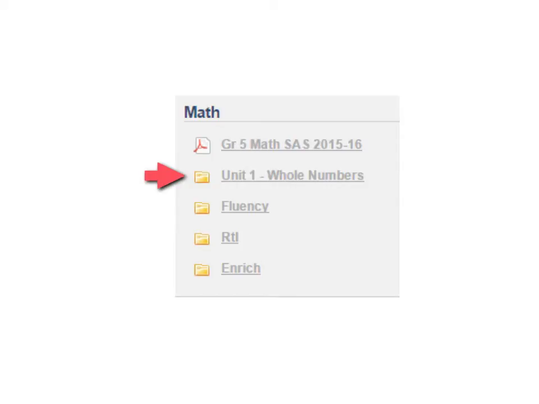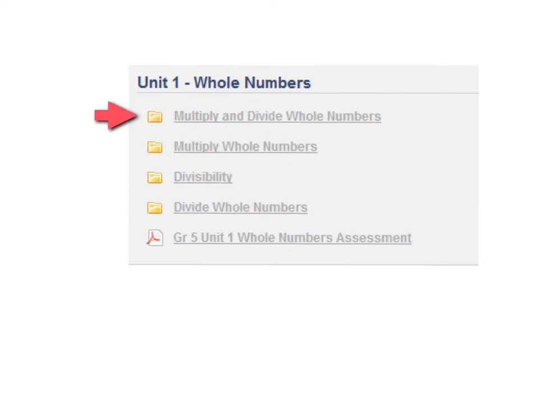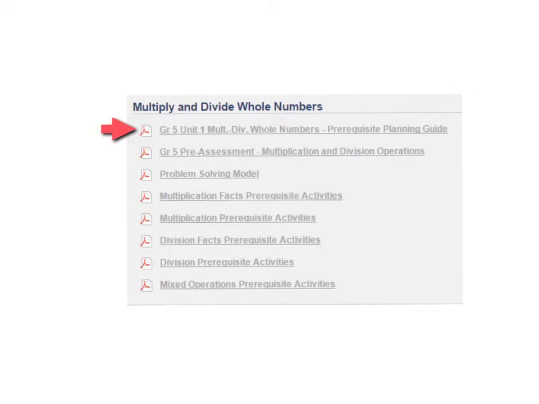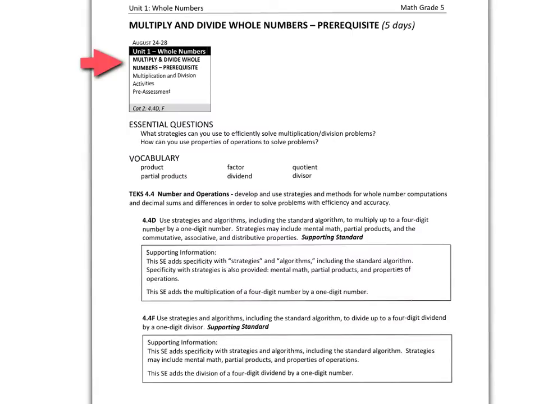Now let's look at Unit 1 whole numbers for 5th grade. You can see that within Unit 1 whole numbers, it's organized and correlates the same as it is on the SAS. So you have multiply and divide whole number prerequisite, multiply whole numbers, divisibility, divide whole numbers, and you will always have the unit assessment down at the bottom of the unit. When you click on the unit folder, you will always have the unit planning guide as the first document at the top. The planning document itself looks very similar to last year.